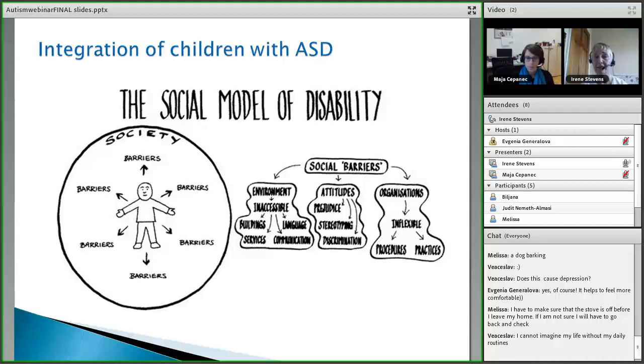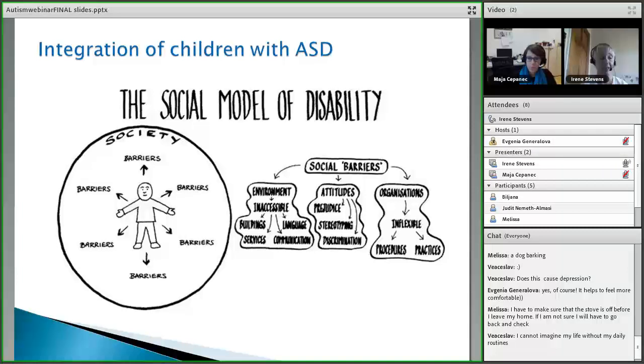So for example, the environment might be inaccessible. There might not be the right kind of language or communication to help a person to fit into their community or their society. There might be poor attitudes, prejudice against a person who's affected by ASD. There may be stereotypes and discrimination, which mean that a person isn't accepted into their community. And some organisations can be fairly inflexible when it comes to working with anyone with any kind of disability. And if they have the wrong kinds of procedures and practices, then it may mean that person cannot get access to the kinds of services that they need.